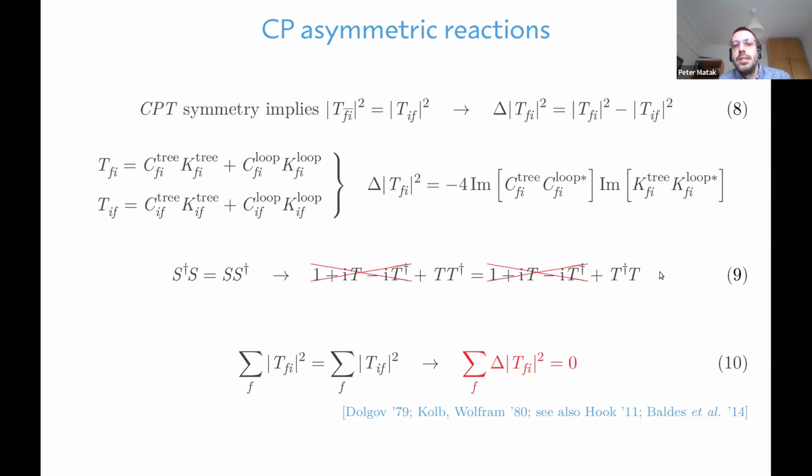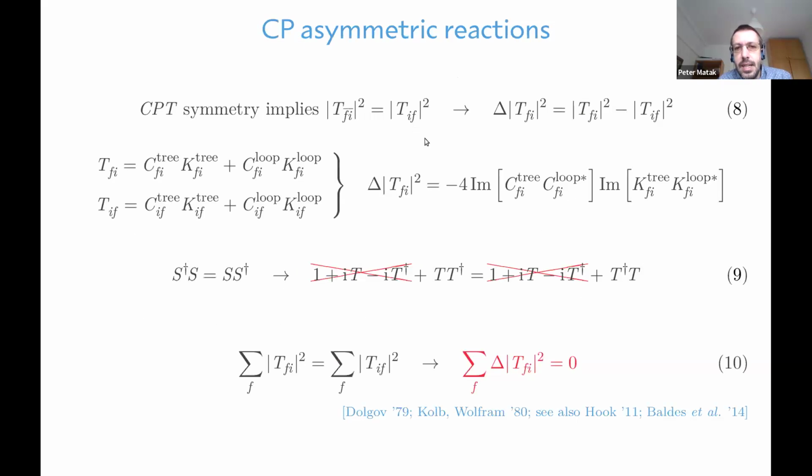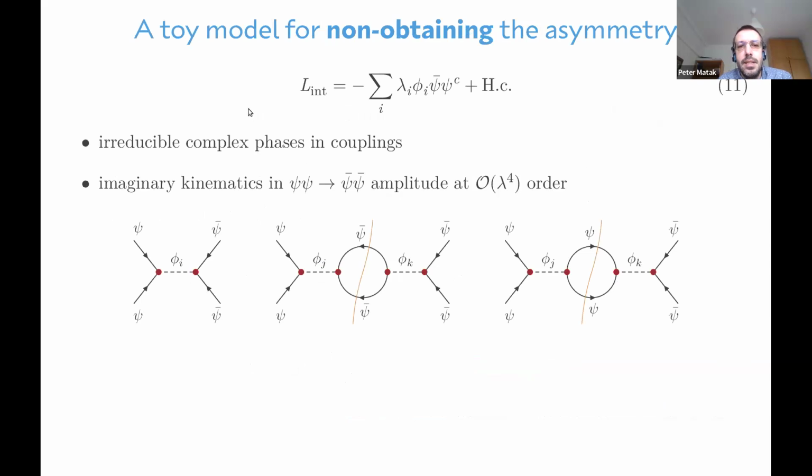Also, infinite finiteness is a problem in that case. Okay, so we will first look at something else, and I will show you a model that has irreducible complex couplings that comes with imaginary kinematics in loops, and still we will not get a CP violating reaction because of the unitarity. So imagine a very simple model of this type.